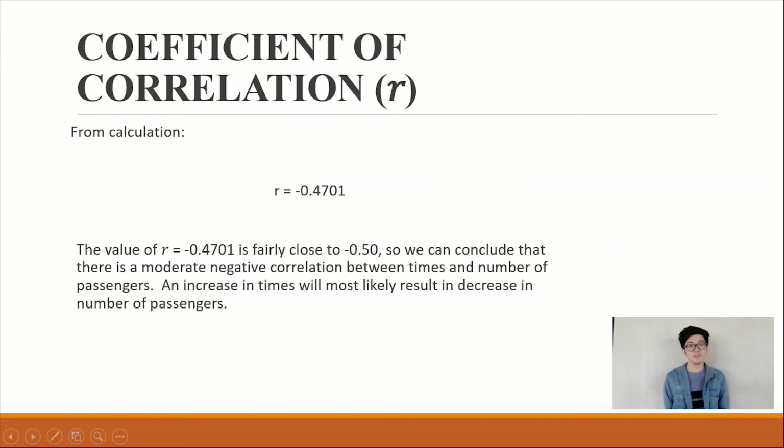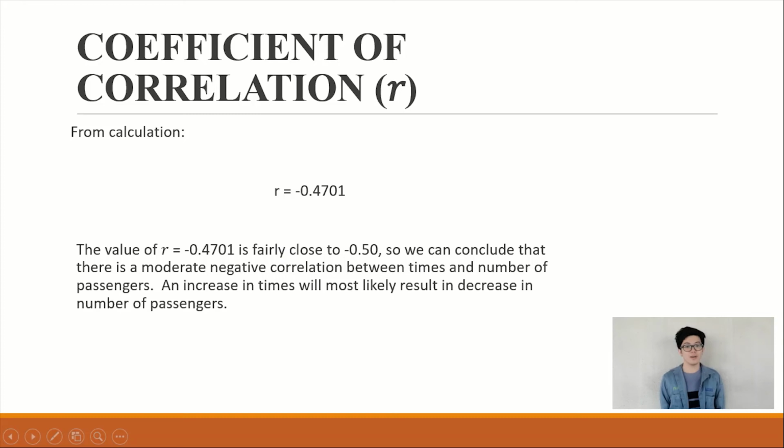For the next part, we need to determine the coefficient of correlation, which is known as R. From the calculation, we obtain the value R equal to negative 0.4701. The value of R is very close to negative 0.5, so we can conclude that there is a moderate negative correlation between time and number of passengers. An increase in time will most likely result in a decrease in number of passengers.